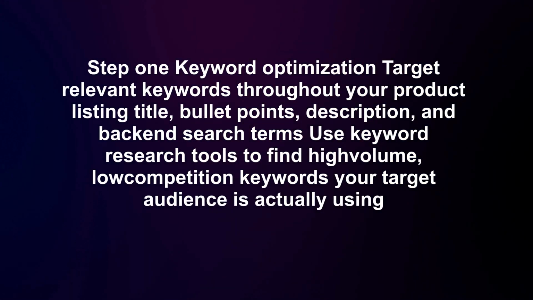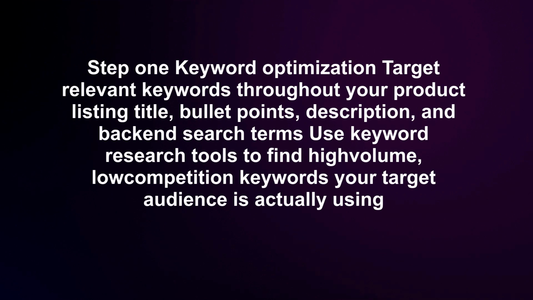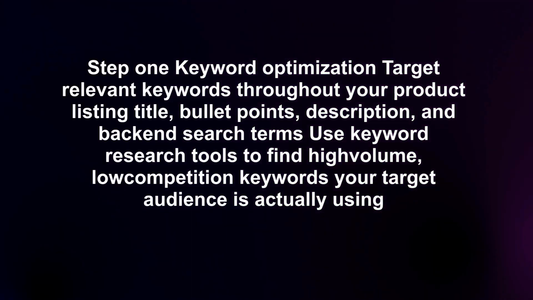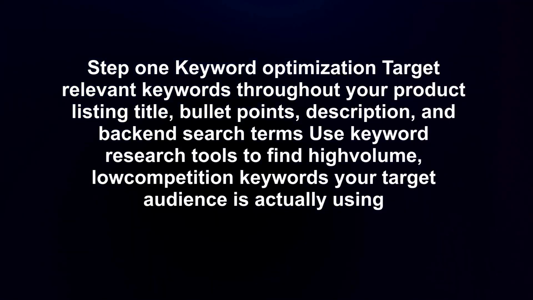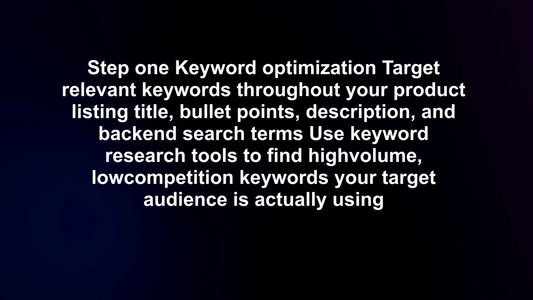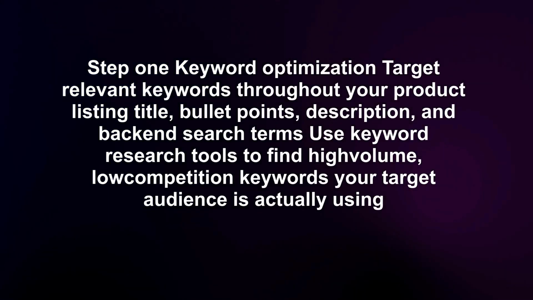Step 1. Keyword optimization. Target relevant keywords throughout your product listing: title, bullet points, description, and back-end search terms. Use keyword research tools to find high-volume, low-competition keywords your target audience is actually using.